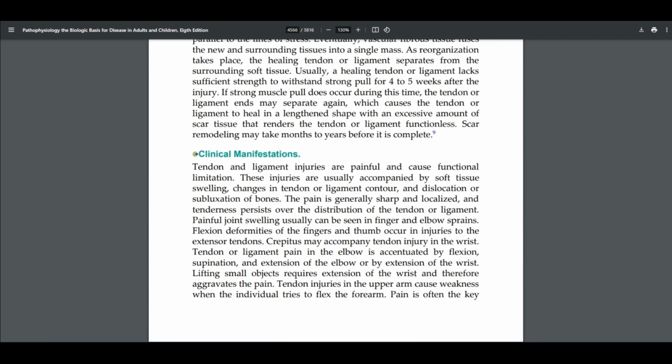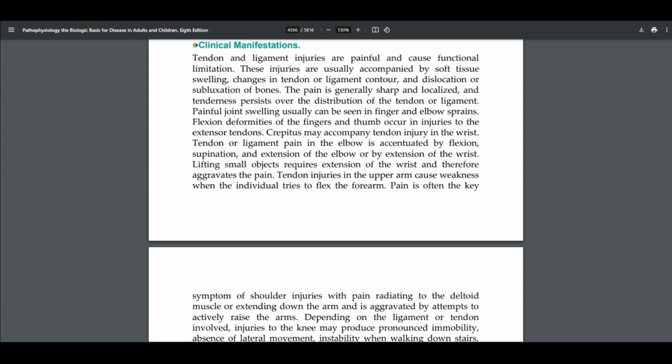So, our clinical manifestations, how our patient would present. Tendon and ligament injuries are painful and cause functional limitations. These injuries are usually accompanied by soft tissue swelling, changes in tendon or ligament contour, and dislocation or subluxation of bones. The pain is generally sharp and localized, and tenderness persists over the distribution of the tendon or ligament. Painful joint swelling usually can be seen in fingers and elbow sprains. Flexion deformities of the fingers and thumb occur in injuries to the extensor tendons. Crepitus may accompany tendon injury in the wrist.